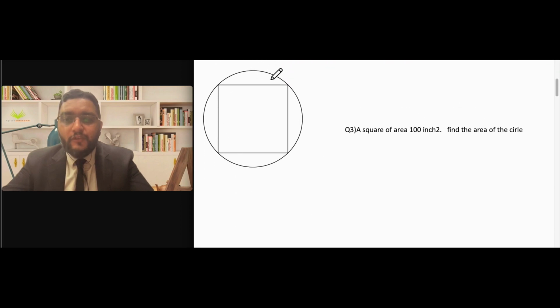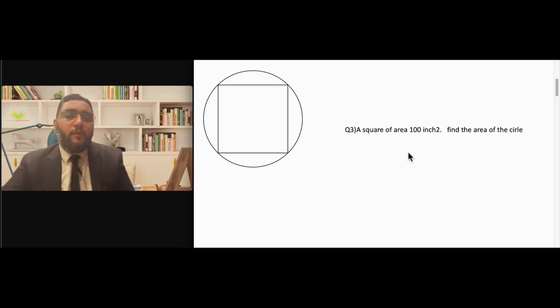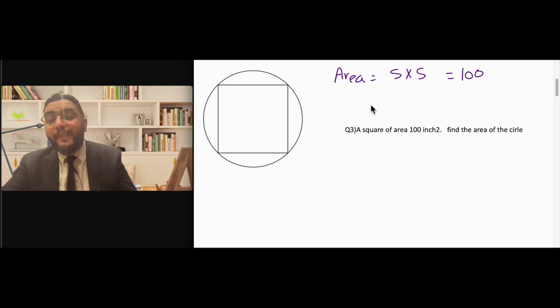We have a circle and we have a square inside it. A square of area 100 inches squared. Find the area of the circle. As you know, the area of the square is side times side, which equals 100. So if you would like to find the length of one side, just take the square root of 100, which equals 10. So this side is 10 and this side is 10.